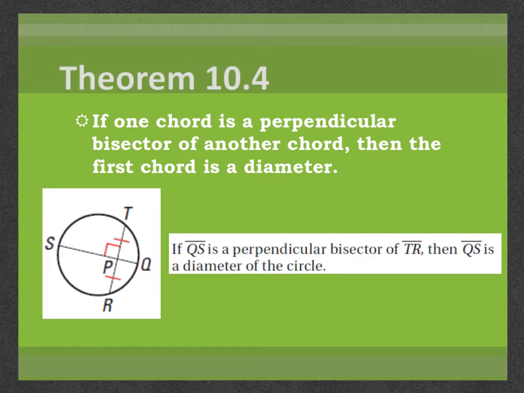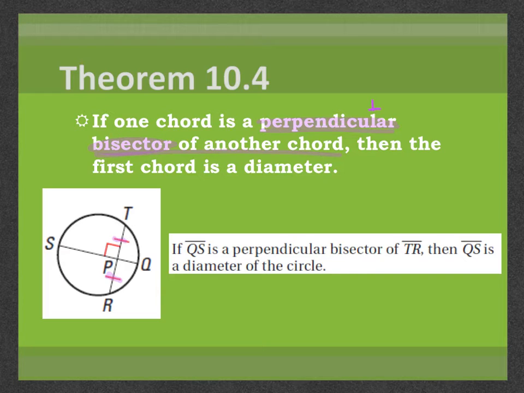Theorem 10.4 says if one chord is a perpendicular bisector of another chord, then the first chord is a diameter. So a couple important parts here, and one is that it says one is the perpendicular bisector of the other chord. Hopefully you remember perpendicular, which means that it's a right angle, and then bisector means that it cuts it in half. So I should see something like congruency marks like these, or it will tell you that P is the midpoint of that segment, or it will give you lengths like 3 and 3, something like that, to let you know that that would be the perpendicular bisector.